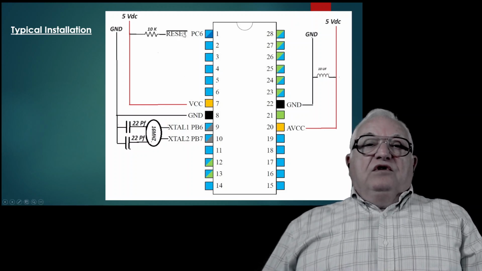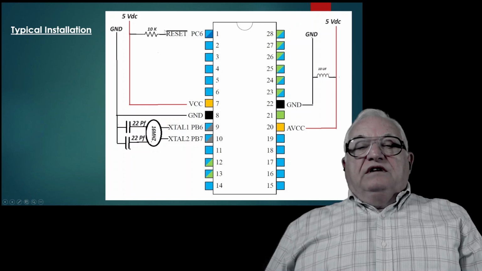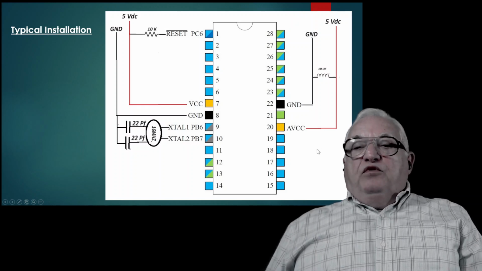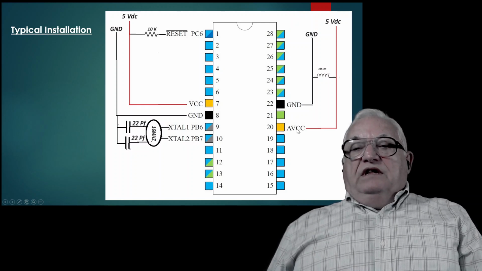Now you need to also set up a 10K resistor hooked up to the 5 volts so you can wake up the chip. And finally, you provide power to the chip through pin 22 and 20, which is the ground and the 5 volts.